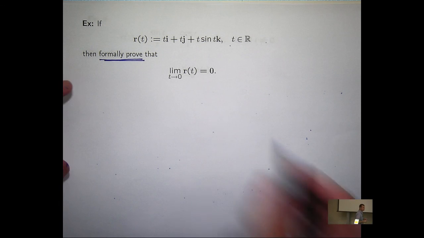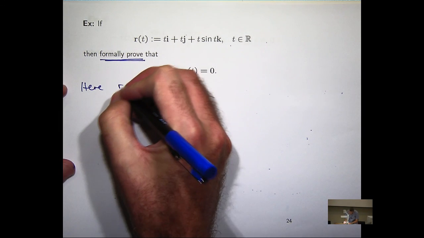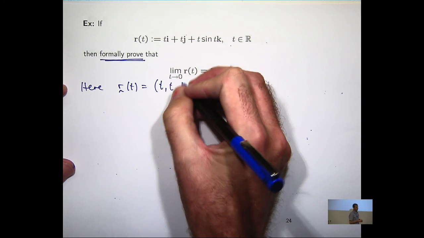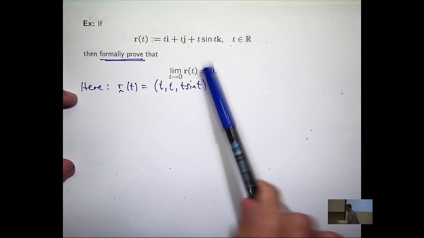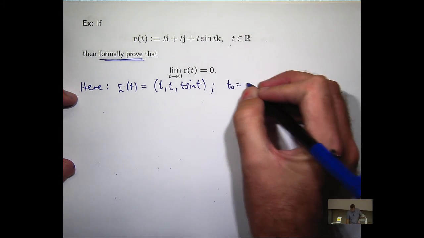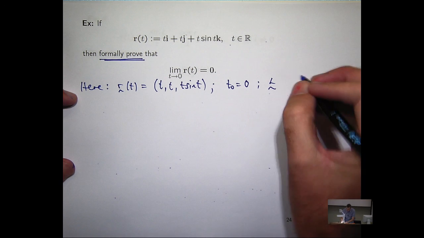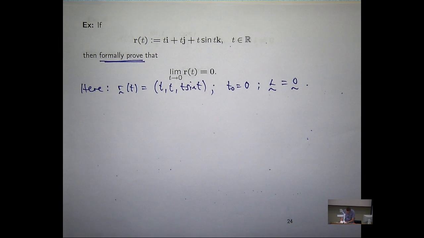All right, so let's identify it. Here, our vector-valued function is just written in component form. Our t0 is 0. And our vector limit is the 0 vector.